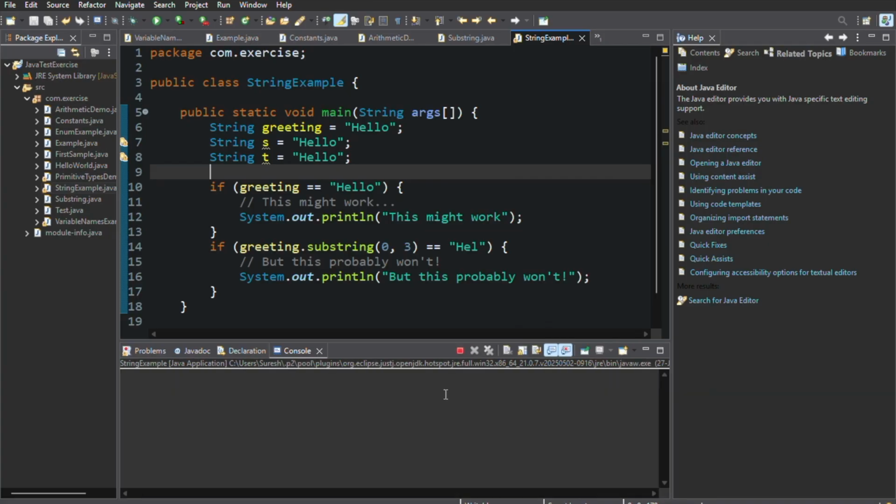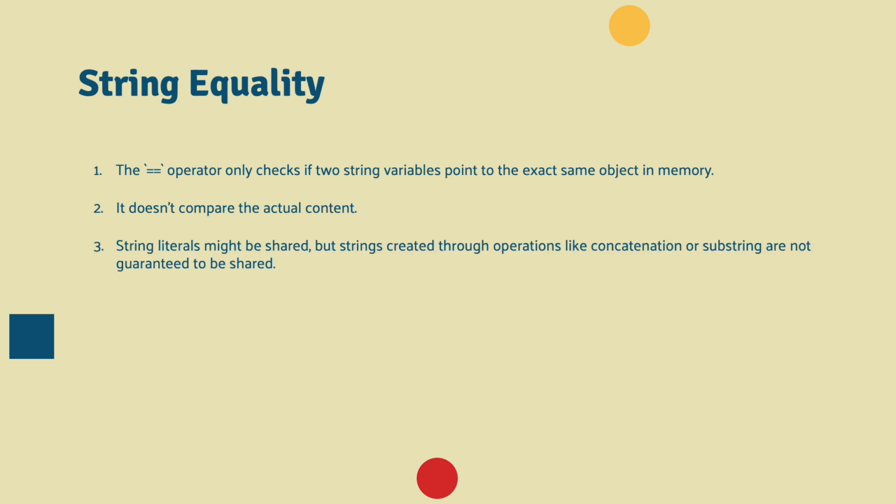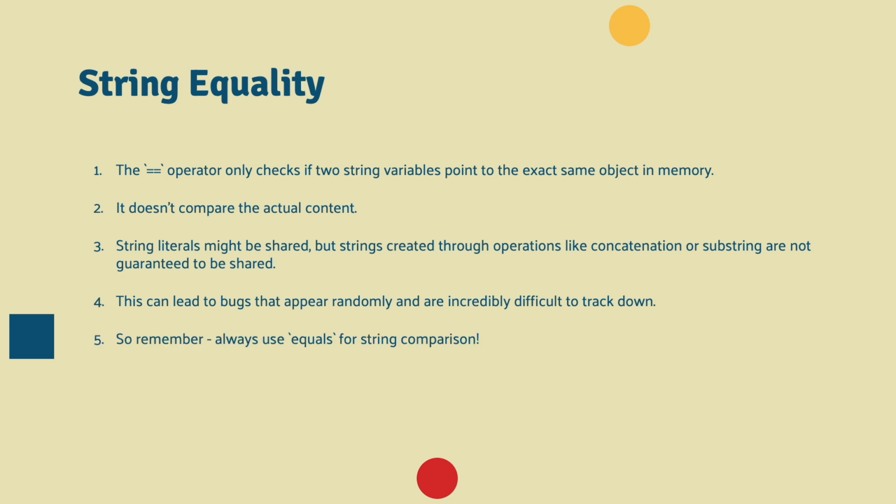Let me show you why. The == operator only checks if two string variables point to the exact same object in memory. It doesn't compare the actual content. String literals might be shared, but strings created through operations like concatenation or substring are not guaranteed to be shared. This can lead to bugs that appear randomly and are incredibly difficult to track down. So remember, always use equals for string comparison.